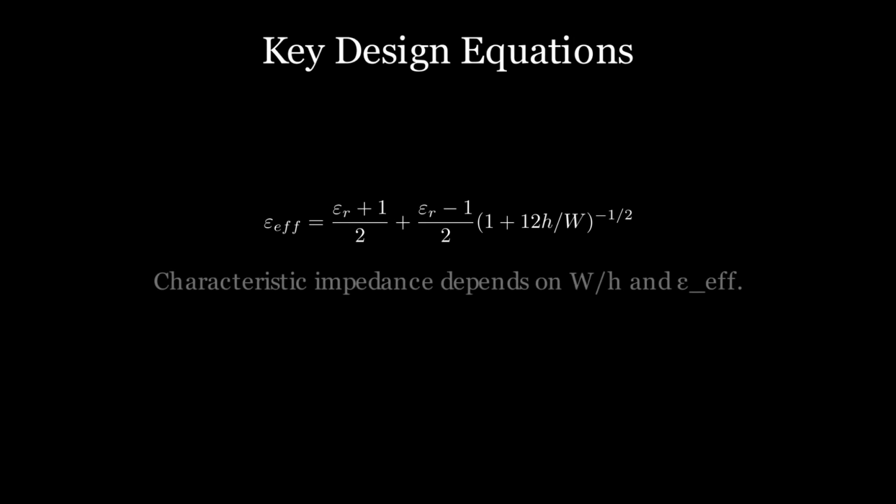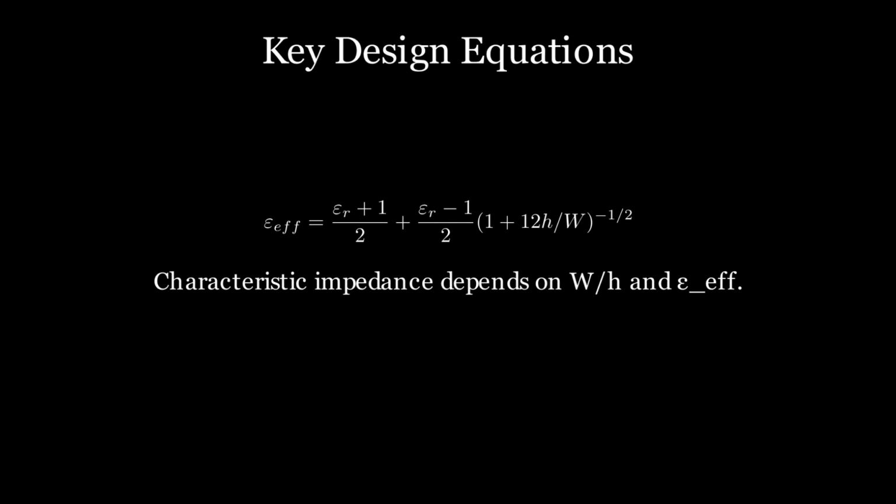To design a microstrip line, we need to calculate two things: the effective permittivity and the characteristic impedance. The equation for the effective permittivity shows how the fields propagate partly in air and partly inside the substrate. Then, using the W/H ratio, we can compute the characteristic impedance. These formulas are used inside online microstrip calculators.